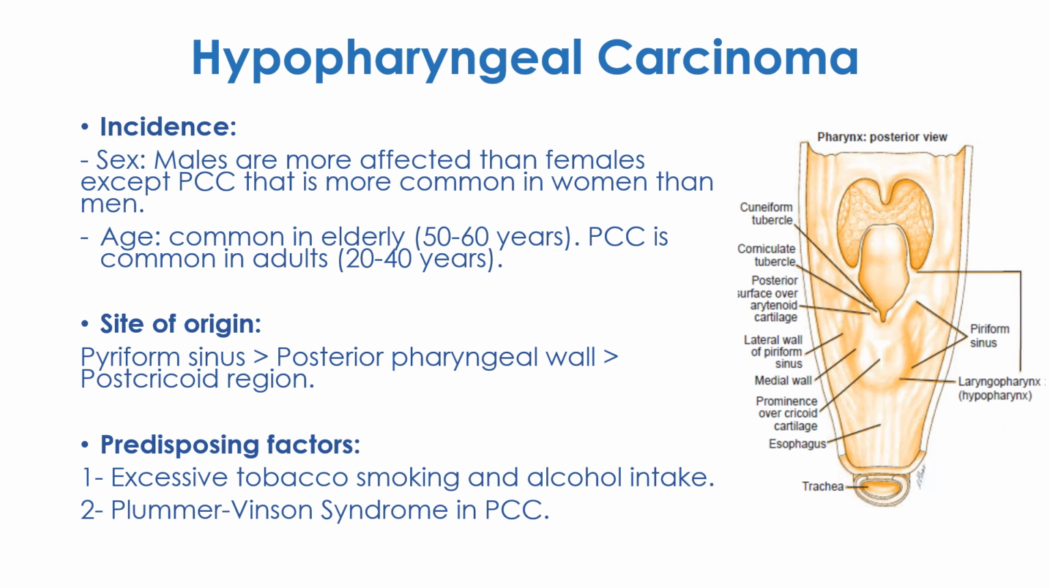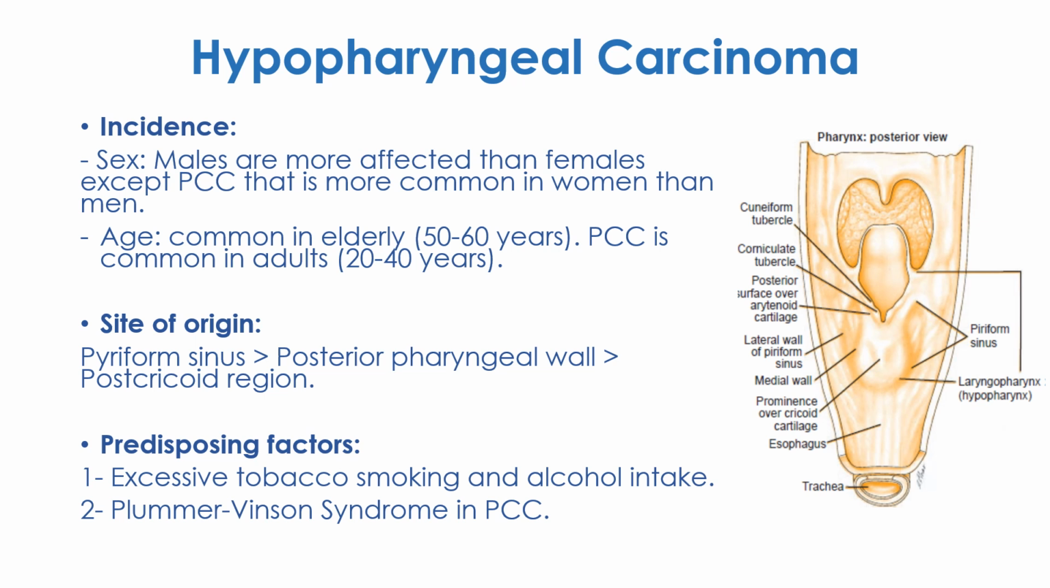Sites of origin: hypopharyngeal carcinoma occurs more frequently in the piriform sinus, then the posterior pharyngeal wall, then the post-cricoid region. The predisposing factors are excessive tobacco smoking and alcohol intake, and the other predisposing factor is Plummer-Vinson syndrome in post-cricoid carcinoma. You could see in this diagram, here is the post-cricoid region, here is the piriform sinus on both sides, and from this point to this point is the posterior pharyngeal wall. So it's commonly affecting the piriform sinus, then the posterior pharyngeal wall, and then the least incidence is in the post-cricoid region.